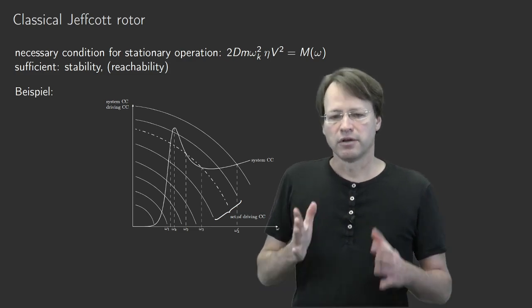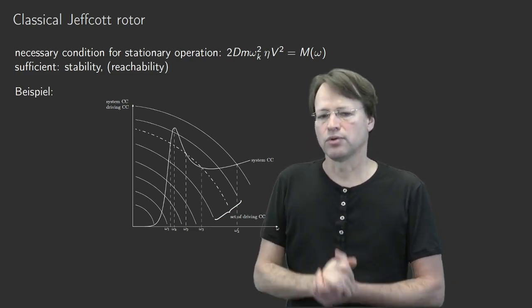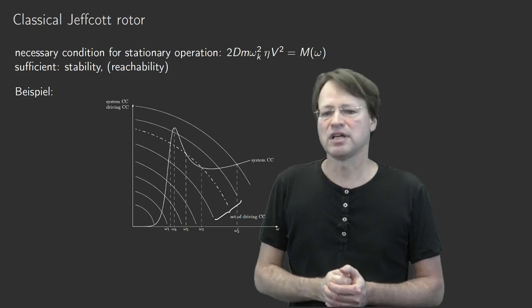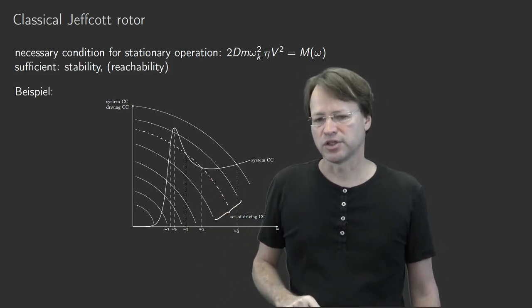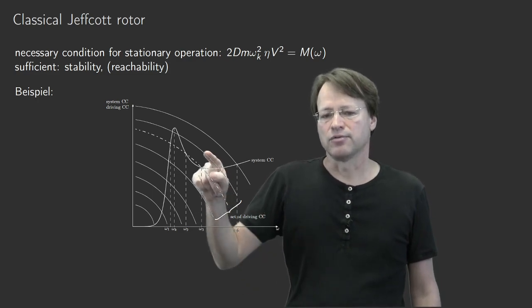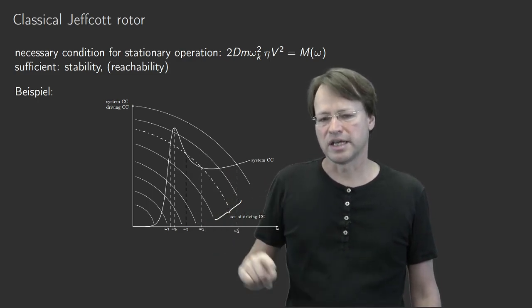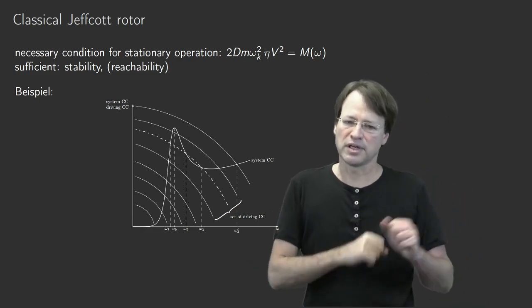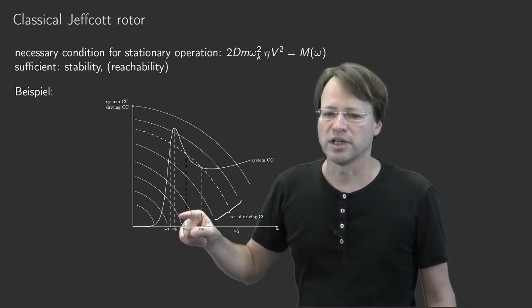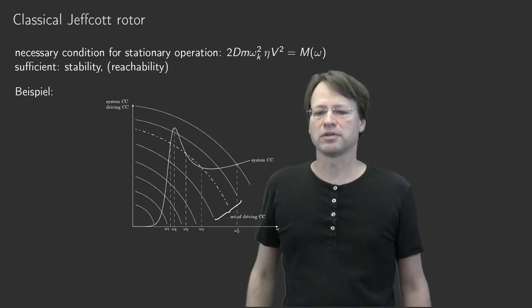So what happens when we have some small perturbations of the rotational speed? First, if we have a reduction of the rotational speed, so unfortunately we have a little bit less rotational speed than we need for that stationary state, what happens? The driving torque is again larger than the system characteristic curve, so we get a positive angular acceleration, the rotational speed increases and we go back to that point.